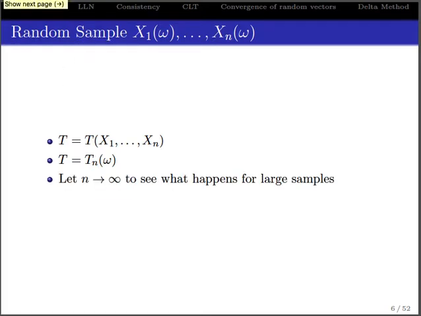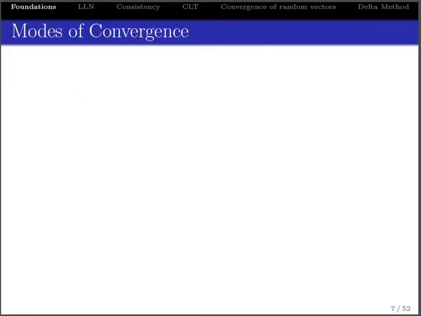One can have a random sample that is a collection of independent and identically distributed random variables X1 through Xn, where n is the sample size, and they're all functions of omega. Calculate a statistic T, which is a function of X1 through Xn, and T is also a function of omega, and we'll use T subscript n to indicate that it depends on the sample size. Then we can let n go to infinity to see what happens for large samples.